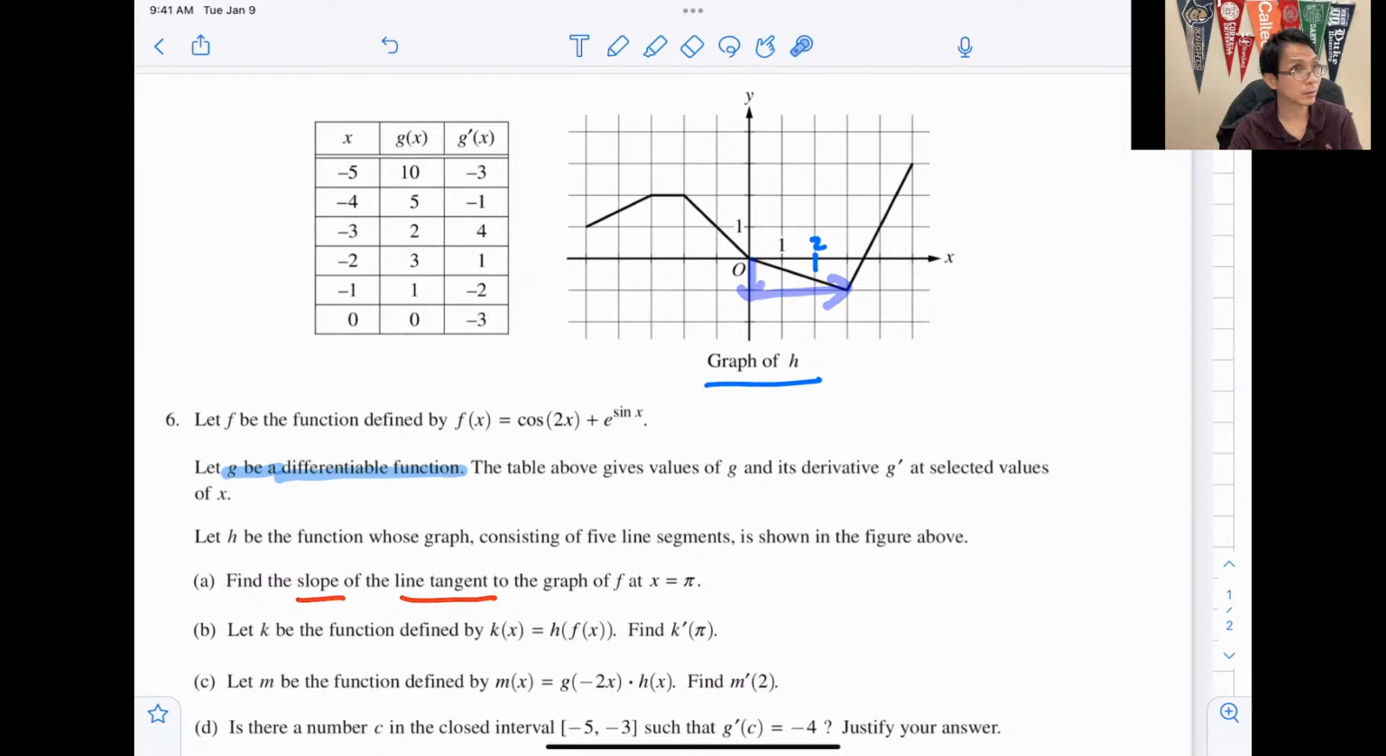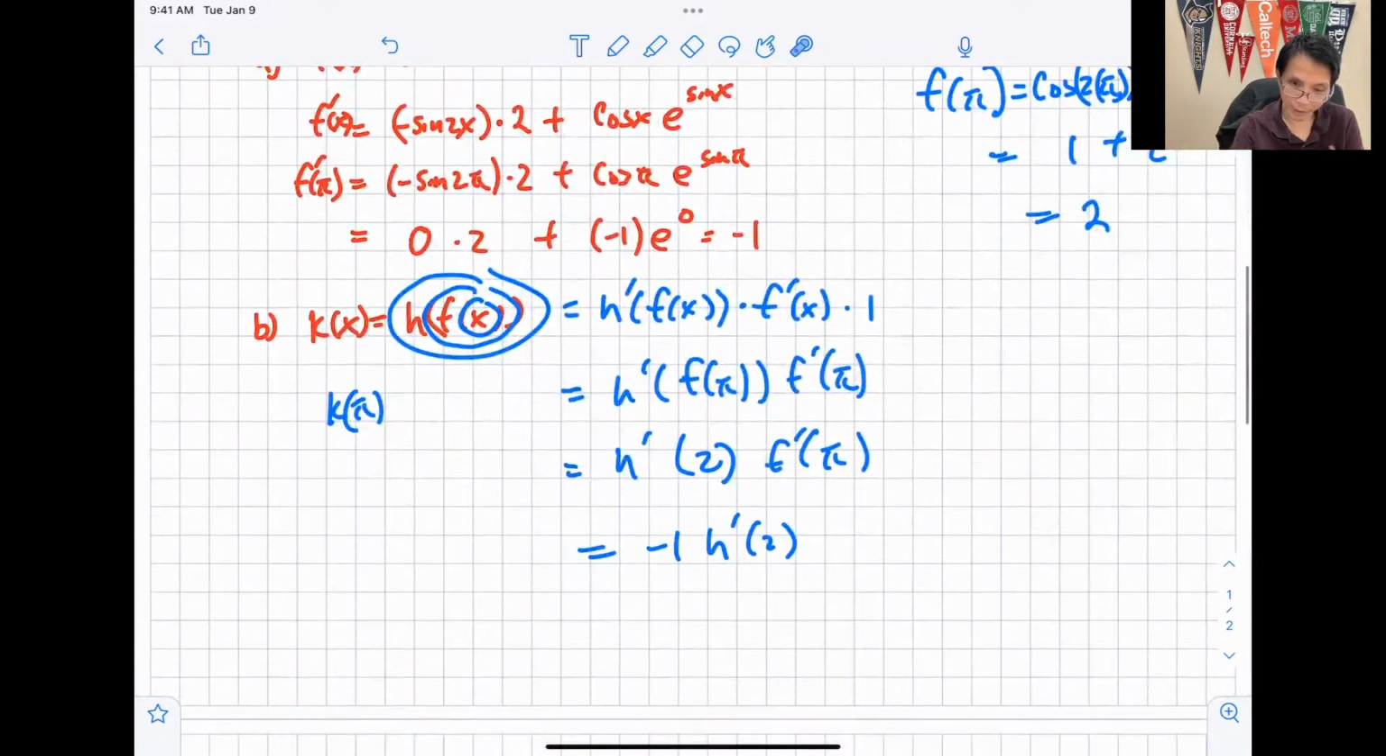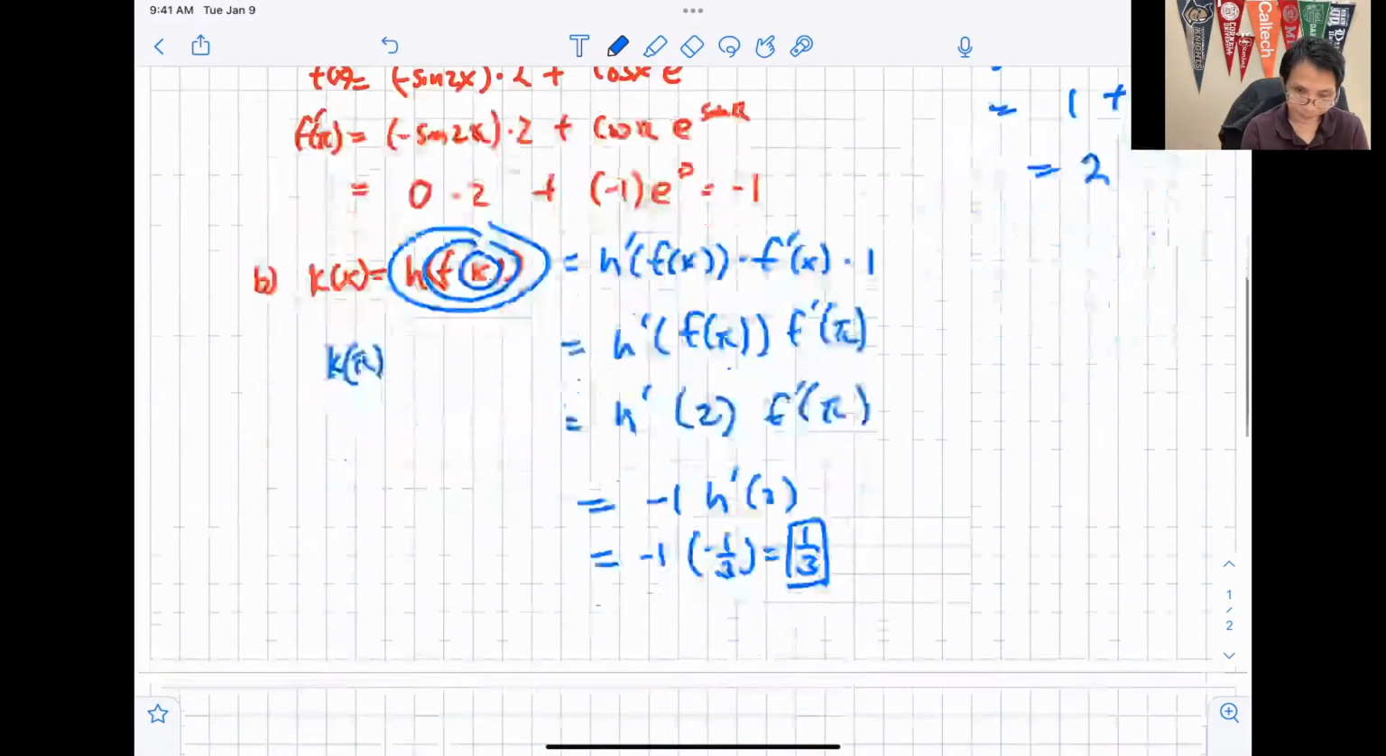Does that make sense? So I went ahead and got negative 1 times negative 1 over 3, and that's equal to positive 1/3, and that's my final answer. At least, do you understand? Derivative outside, inside, right? Same thing on the other one. C.